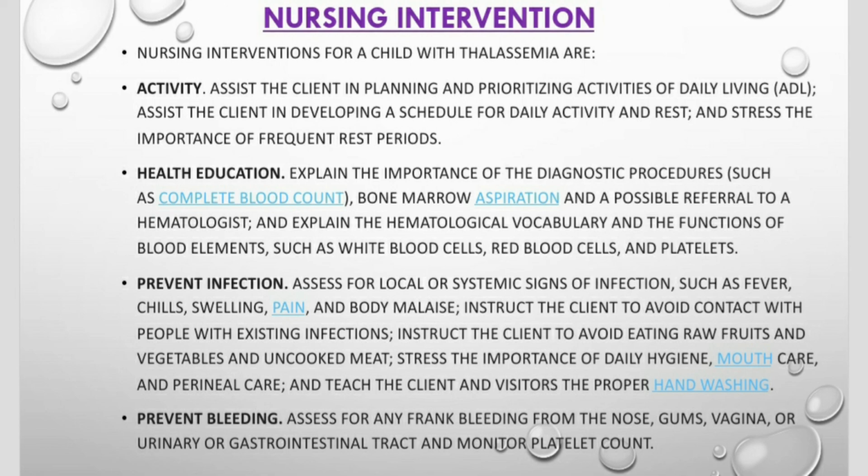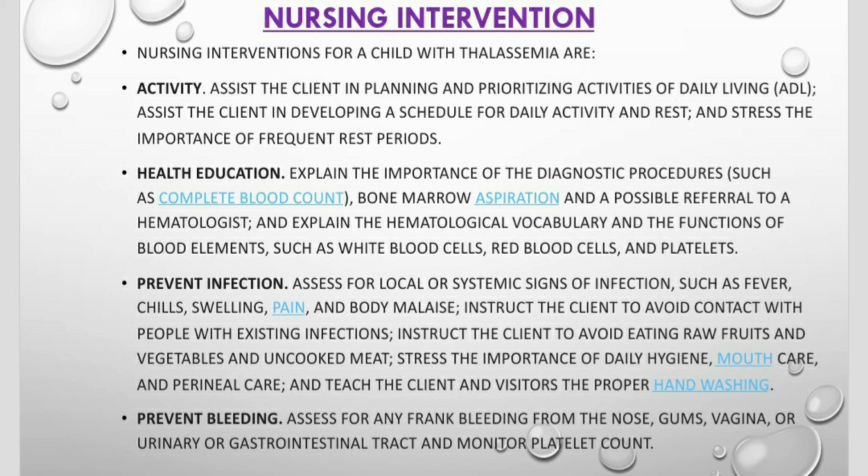Explain the importance of the diagnostic procedures such as complete blood count, bone marrow aspiration, and a possible referral to the hematologist, and also explain the hematological vocabulary and the function of blood elements such as white blood cells, red blood cells, and platelets. Number three is prevent infection. Nurses should assess local or systemic signs of infection, such as fever, chills, swelling, pain, and body malaise. Instruct the client to avoid contact with people with existing infection.